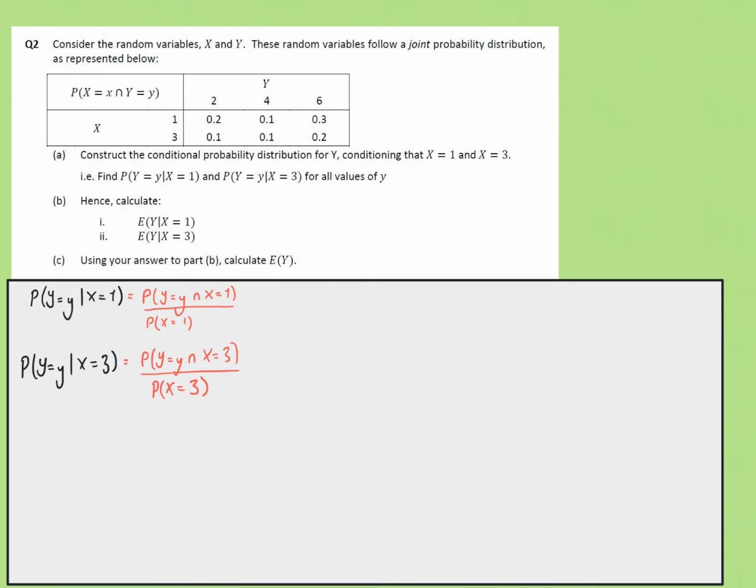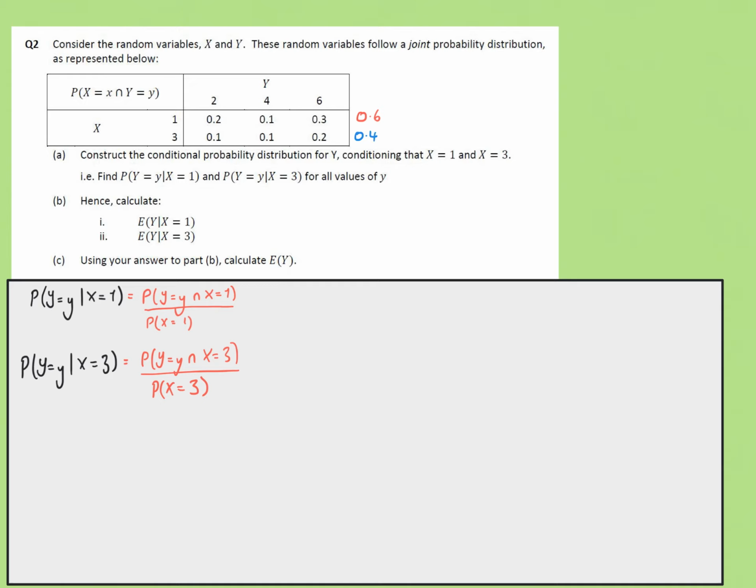Now, in order to calculate these, we need to know the probability that x is equal to 1 and the probability that x is equal to 3. So we need to find the marginal distribution of x before we can find the conditional distribution of y. Since all of these pairs of outcomes are mutually exclusive, we can use the law of total probability to tell us that the probability that x is equal to 1 is just the sum of all of the joint probabilities where x is equal to 1. So it's 0.2 plus 0.1 plus 0.3, which is equal to 0.6. And similarly, the probability that x is equal to 3 is 0.1 plus 0.1 plus 0.2, which is equal to 0.4.